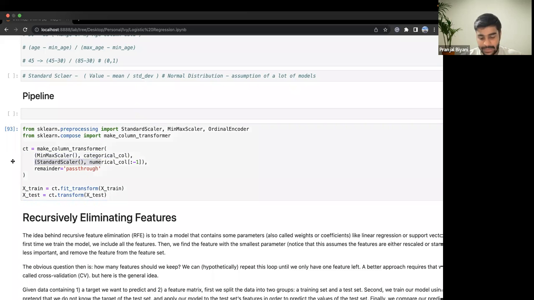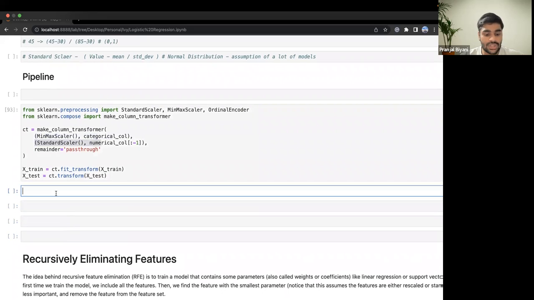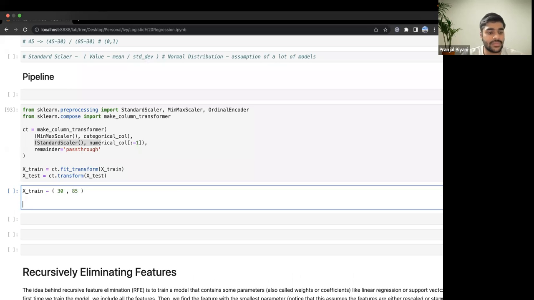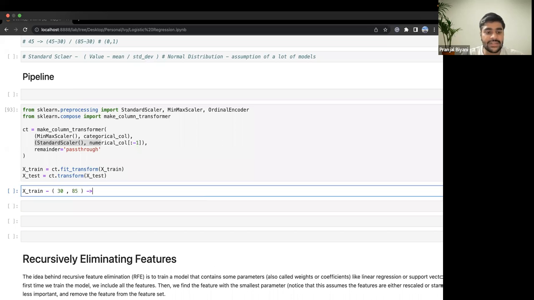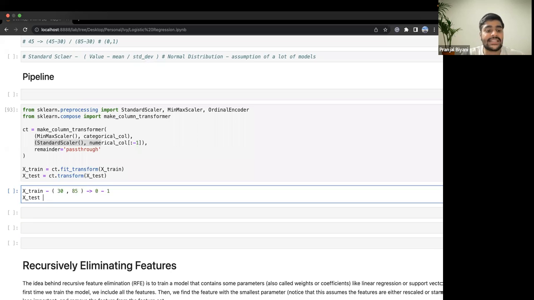Now let's discuss an interesting concept. Suppose in your training data, the minimum age was 30 and maximum was 85. Right? Based on 30 and 85, you are going to get a scale of 0 to 1. Now, let's say in your test data, minimum value became 28 and maximum value became 87. What will you do now? What should we do now?